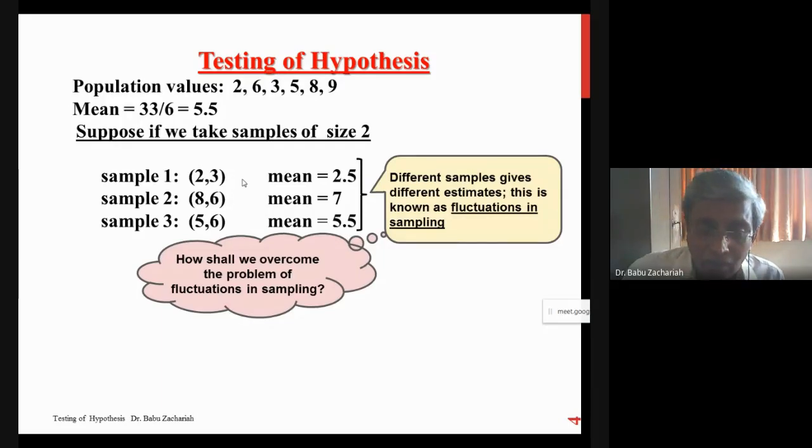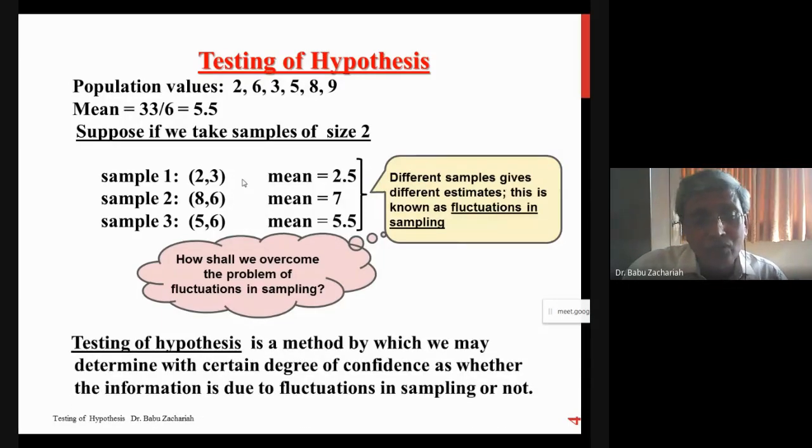So the approach to solve that problem is something called testing of hypothesis, a method by which we may determine with a certain degree of confidence, please underline that word, certain degree of confidence, whether the information is due to fluctuations in sampling or not.